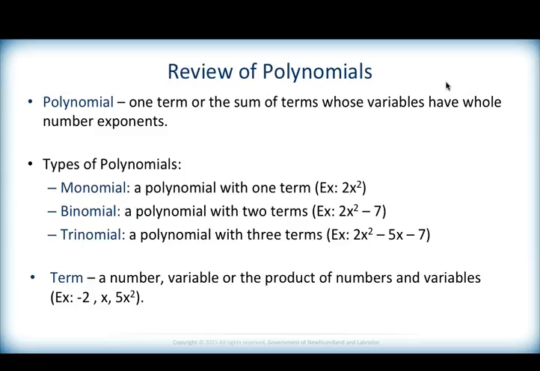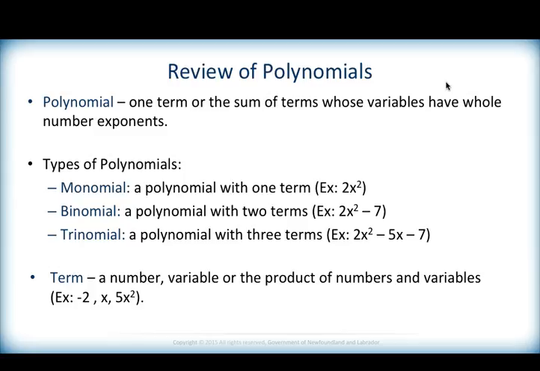First, we have a monomial, a polynomial with one term, and an example is 2x squared. A binomial, thinking of a bicycle, has two wheels. A binomial is a polynomial with two terms. So for an example, 2x squared subtract 7. And our last type is a trinomial. So a tricycle has three wheels. A trinomial has three terms. For an example, 2x squared subtract 5x subtract 7.